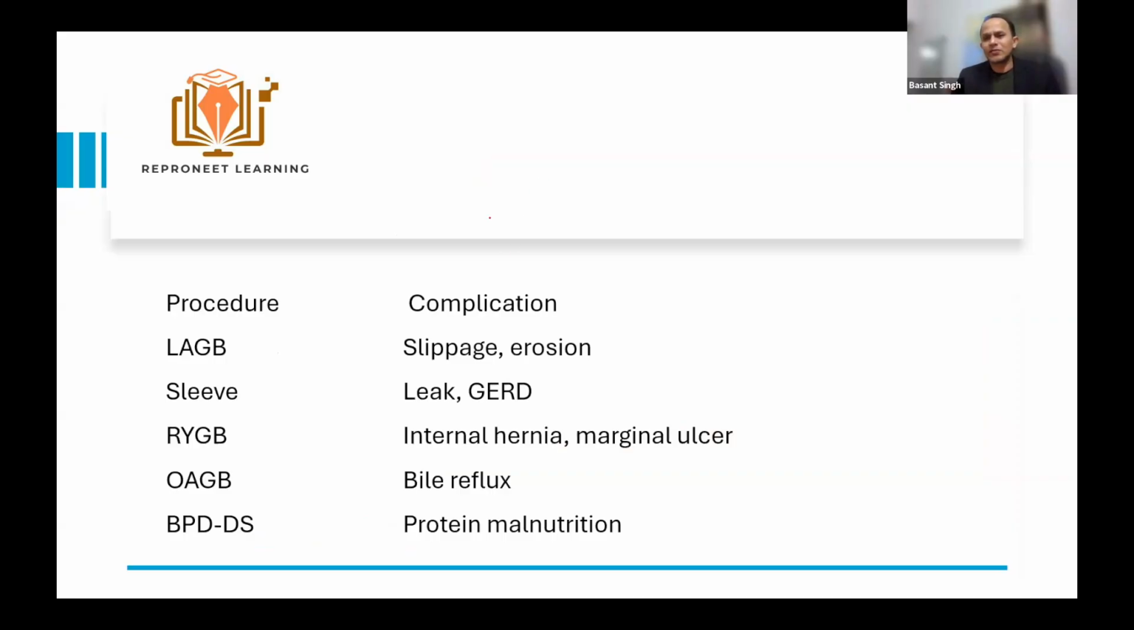So these are the complications of the routine procedures that we do. With gastric banding, you can have slippage and erosion. Sleeves are more prone to leak, and if you have pre-existing GERD, this can exacerbate. Roux-en-Y gastric bypass will have internal hernias and marginal ulcers. One anastomosis gastric bypass will have bile reflux because of the jejunum that we have joined with the stomach. And obviously, biliopancreatic diversion with duodenal switch will have protein energy malnutrition. So this is just a summary of important complications of all these procedures.